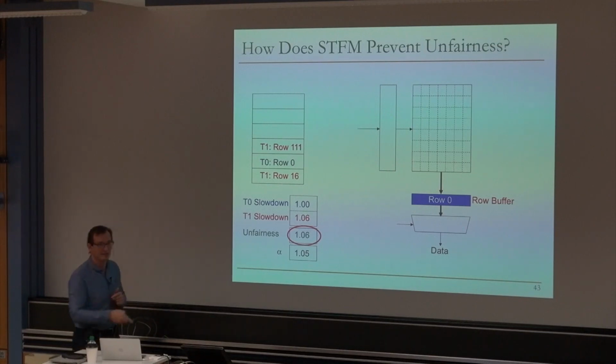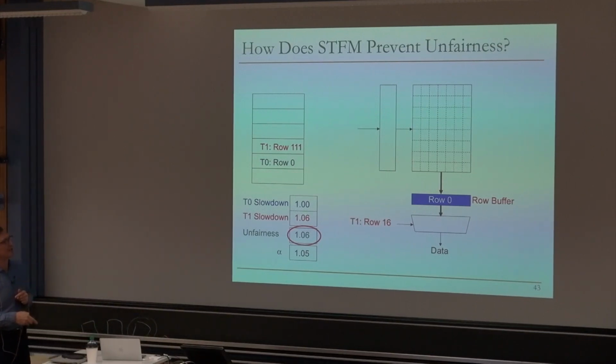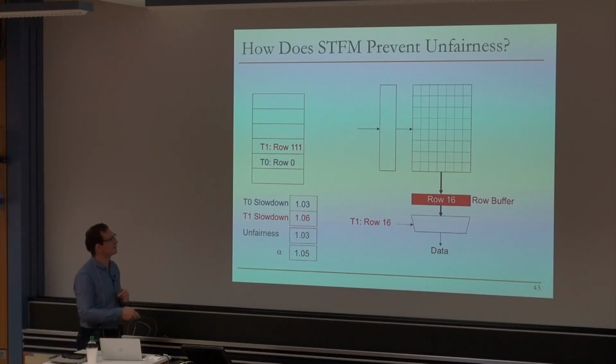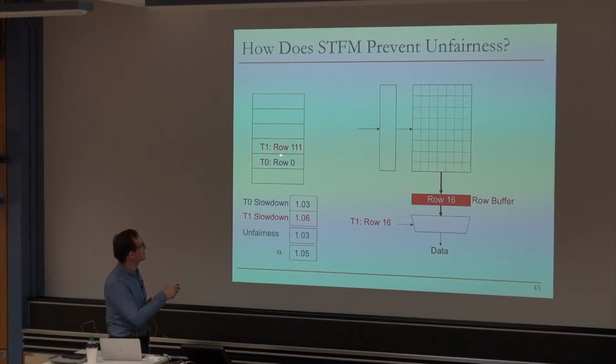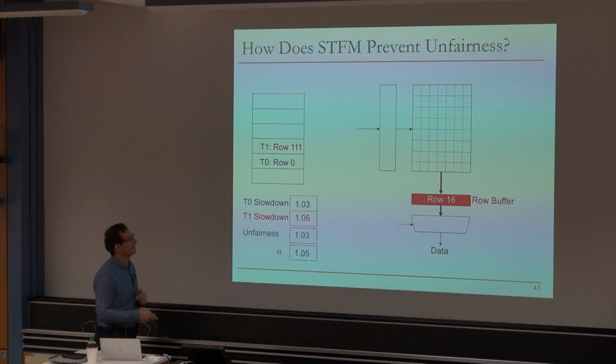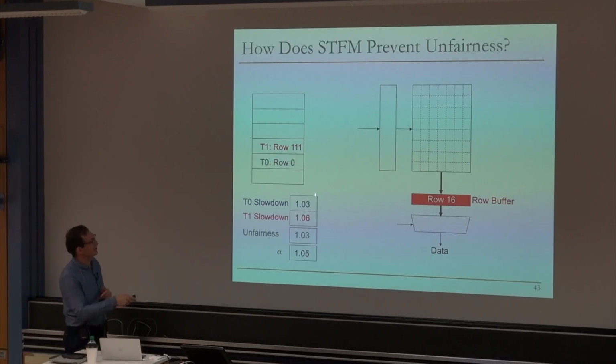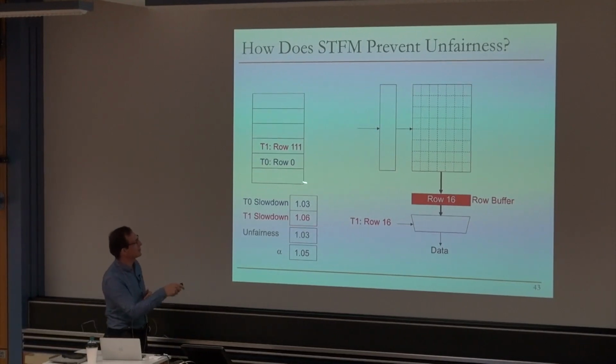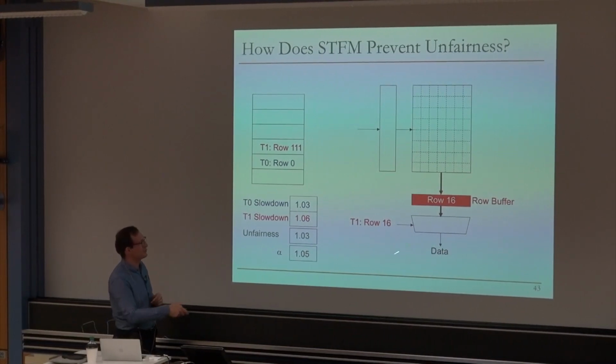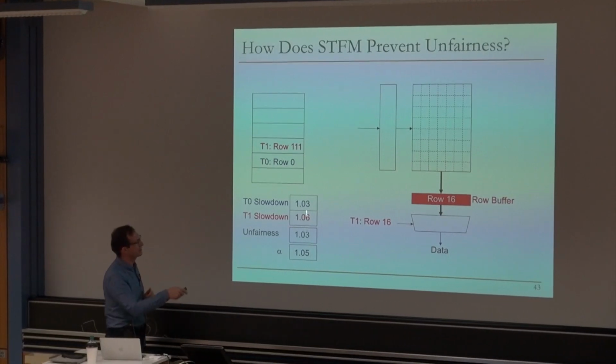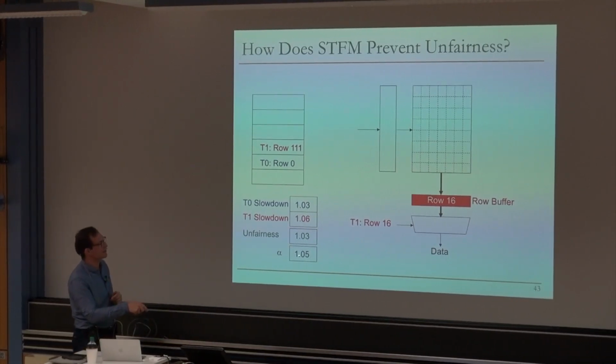It's T1's request. So it switches to T1, kicks out row 0 from the row buffer, and that causes slowdown to T0, because T0's request would not have been delayed if this didn't happen, right? Okay, so that's the idea basically. But now the unfairness gets in check again. We cause slowdown to T0 because we basically kicked out its row buffer that would be useful. As a result, unfairness reduces below the tolerable threshold.